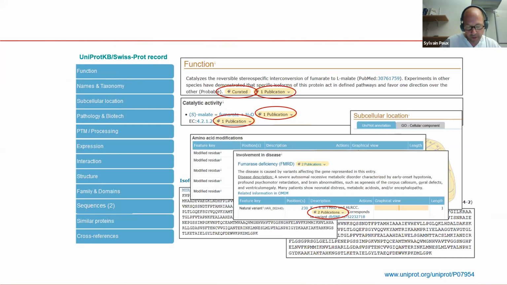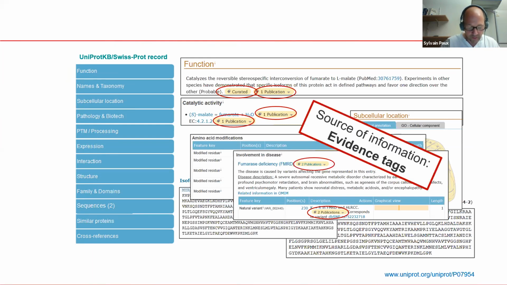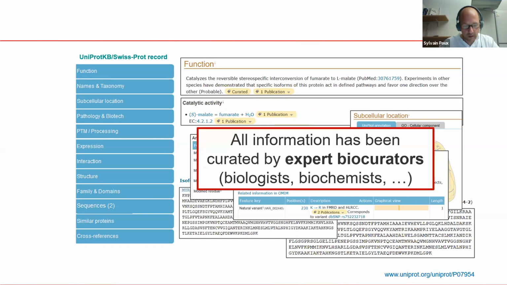The source of information is provided via evidence tags. When the evidence is based on experiments, we indicate publications that support the annotation. When the evidence is inferred by similarity, the source entry is specified to indicate from which entry information is derived. In Swiss-Prot, all information presented in an entry has been curated by expert biocurators who are biologists or biochemists.